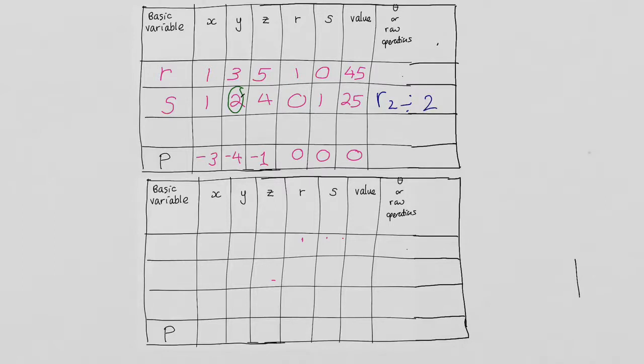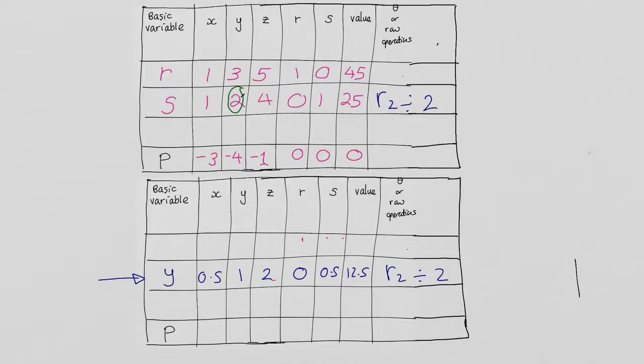So at the same time, I'm going to replace my S with Y. So notice that change of basic variable there. So divide 1 by 2, 2 by 2, 4 by 2, 0 by 2, 1 by 2, and 25 by 2. So that is my new row. So that's my row 2 divided by 2.